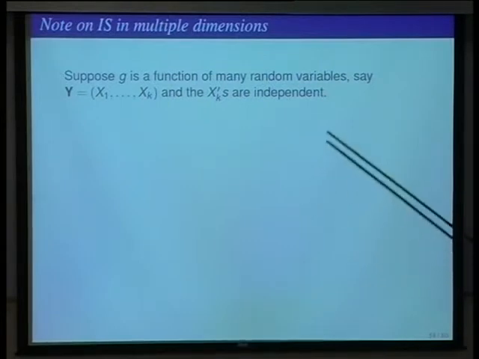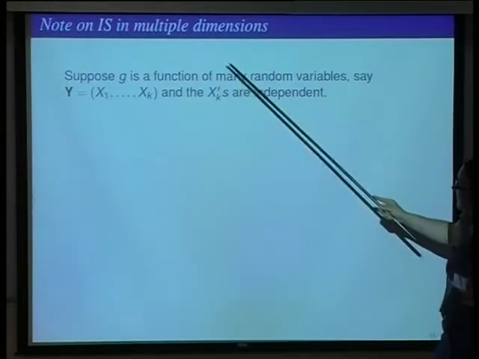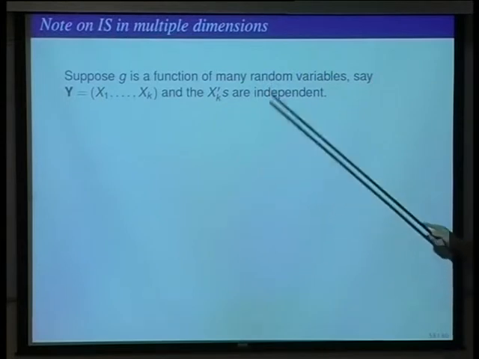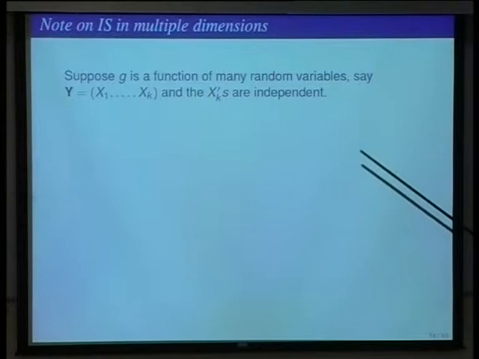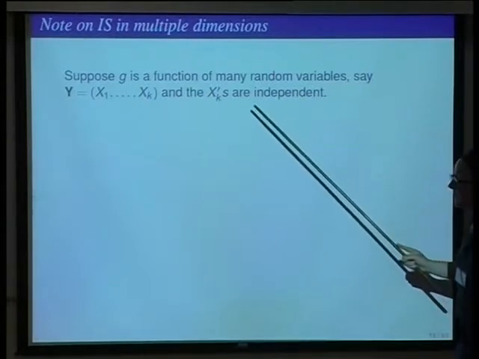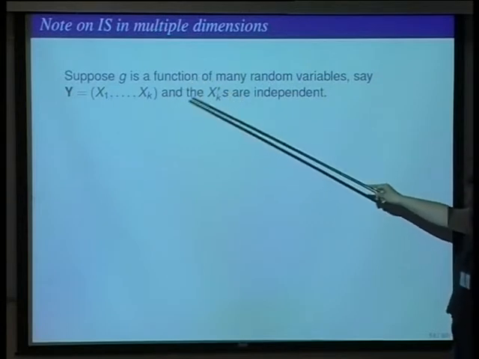Okay, so now we're going to think about G being a function of many random variables. This is sort of a note on importance sampling in multiple dimensions. It's not really part of the story. With a caveat, choosing the importance distribution in multiple dimensions is hard, and it's very problem dependent. But how do we do it in practice?